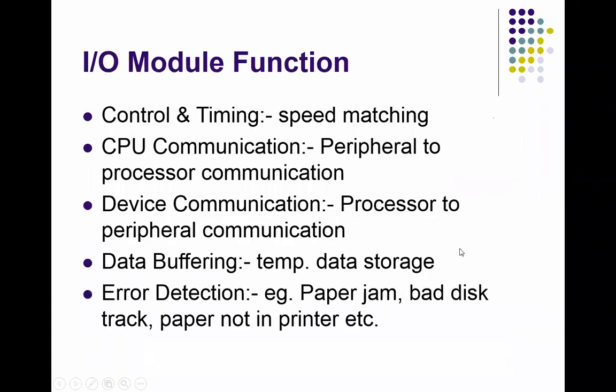Okay, so IO module functions. We have already discussed these earlier: control and timing, speed matching, CPU communication, peripheral to processor communication, device communication, processor to peripheral communication, data buffering, temporary data storage, and error detection. In input-output devices, errors may occur not only in data but also in the devices, like a paper jam, bad disk track, or paper not in the printer. All these kinds of input-output device errors can be detected.